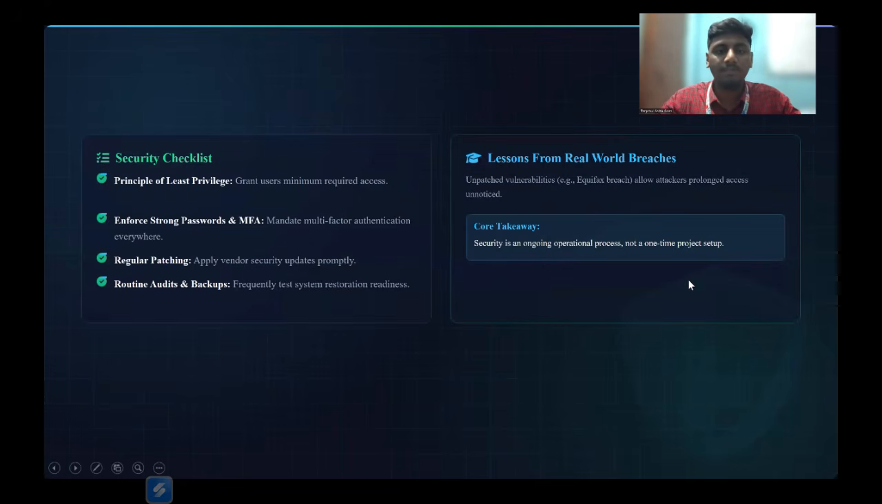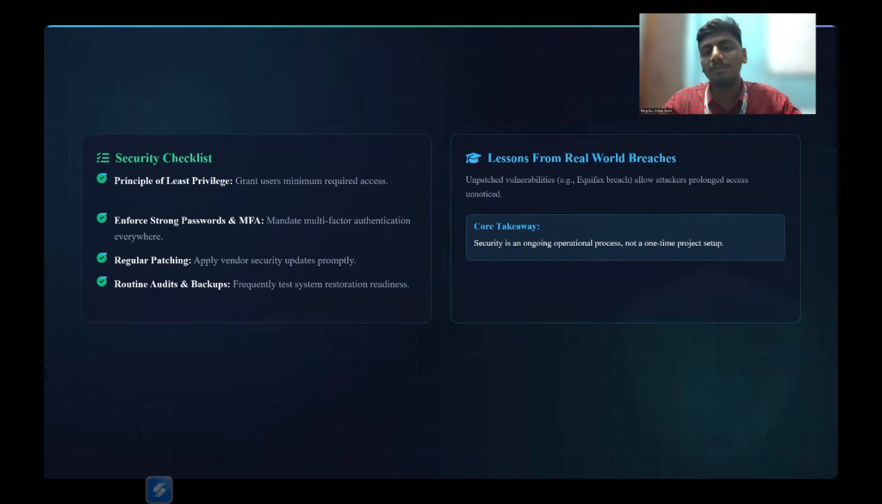So now we talk about the best practices and key takeaways. The first is the security checklist. We have to check the principle of least privilege. Then we have to enforce strong passwords and MFA. And then regular patching, routine audits, and backups.